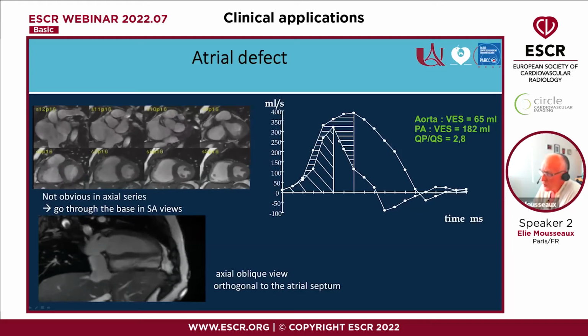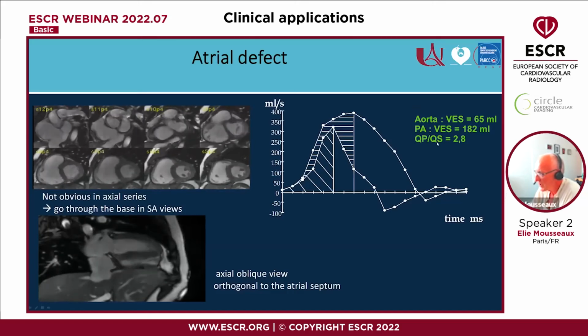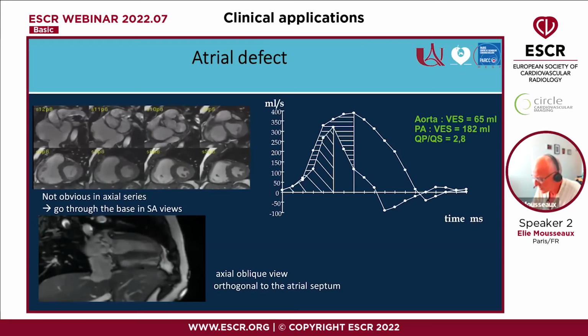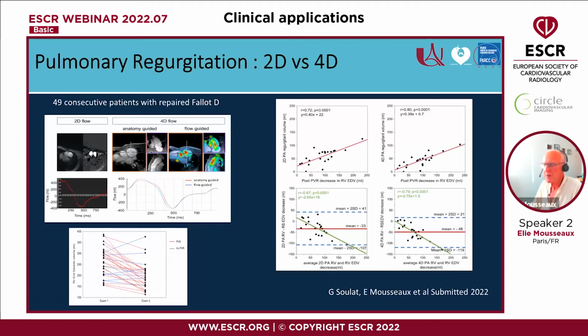And by using the flow within the pulmonary artery and within the aorta, as you can see, there is a huge difference. In the pulmonary artery the velocity of the flow is more elevated, and the duration is also much longer. So if you compare the two, you can estimate that there is a huge increase of the pulmonary flow, and if the ratio is higher than 2, surgery will be decided, or also a percutaneous way. So that's the main application of that.